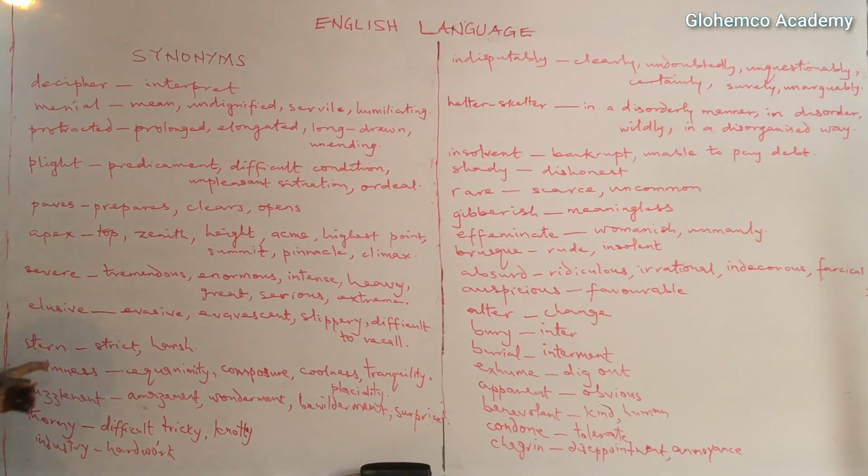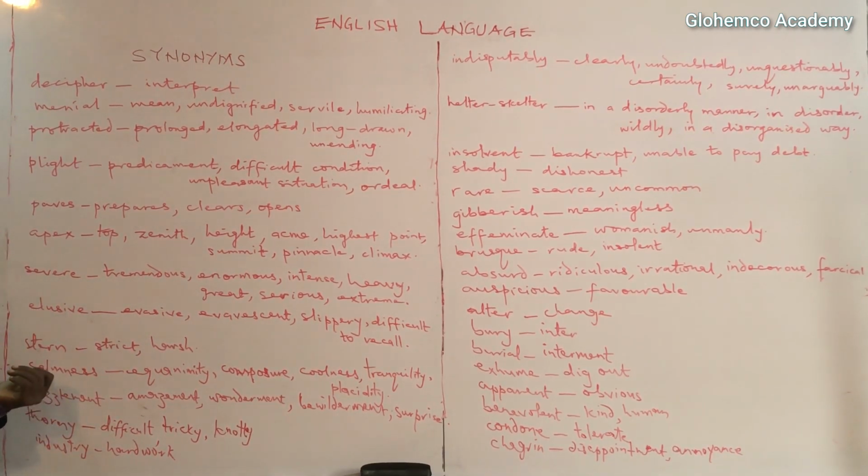All right. We have stern. Stern, strict or harsh. People talk of stern-looking policemen, with their guns in their hands, ready to shoot whoever dares them. All right. So stern: strict, harsh.